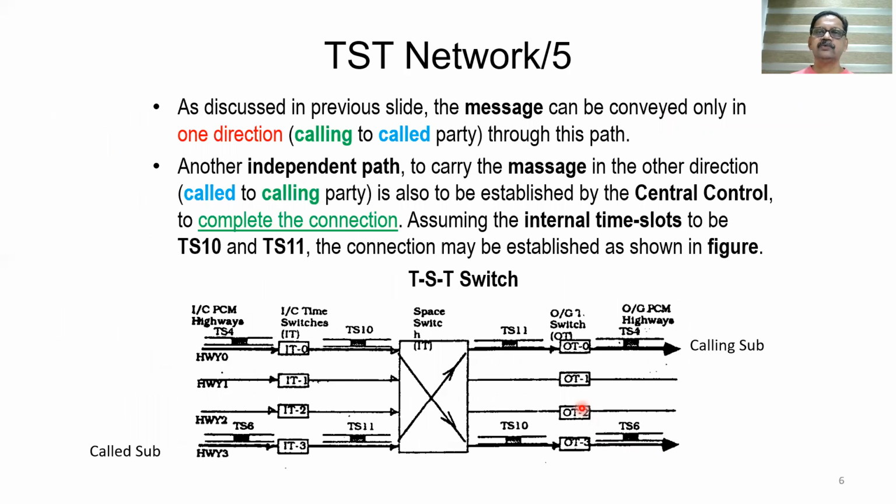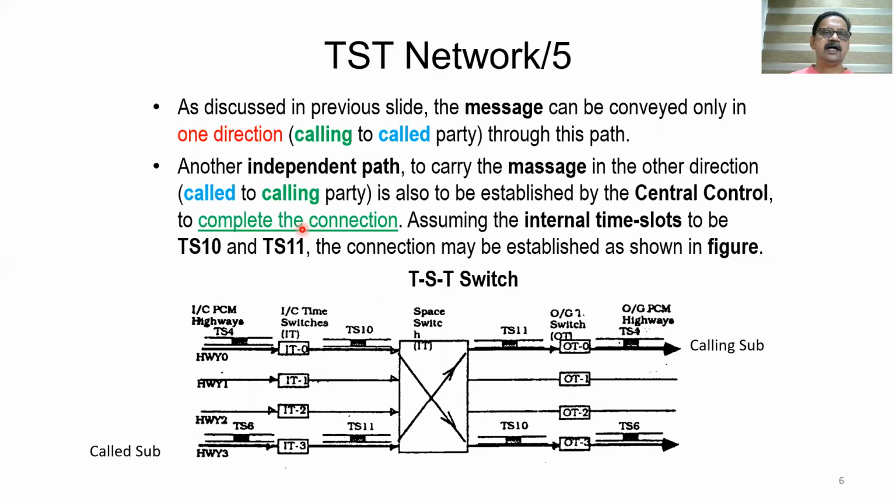Further, let us continue our discussion. As discussed in the previous slide, the message can be conveyed only in one direction, that is, calling to called party, through the path we have discussed. One way only we have discussed. But in a practical scenario, the calling party speaks to the called party and the called party speaks to the calling party. So we have to establish the second path also, that is, from called party to the calling party, or called subscriber to the calling subscriber.